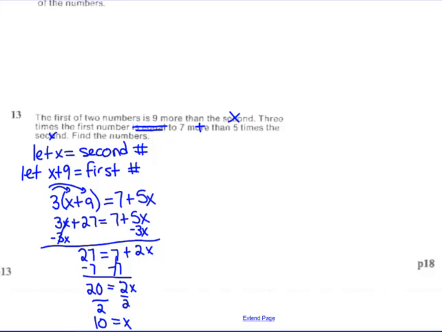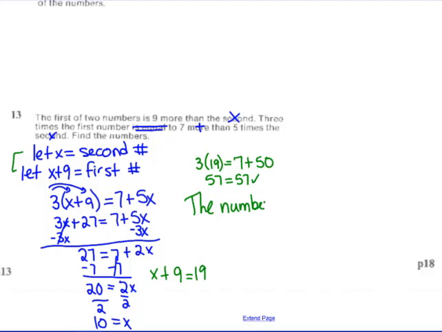10 equals x, so I've got, again, 2 let statements here. So I'm going to answer the second one, x plus 9, 10 plus 9 is 19. And if I check them, let's see, 3 times the first, which I called the x plus 9, 19. So 3 times 19 is equal to 7 more than 5 times the second. The second one was 10. It's equal to 7 more than 5 times 10, which is 50. 3 times 19, oh, that's 57. Yes, 57 equals 57. It works. Good. So the numbers are 10 and 19.